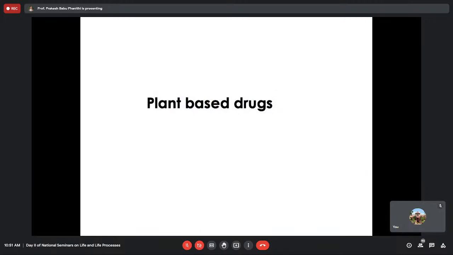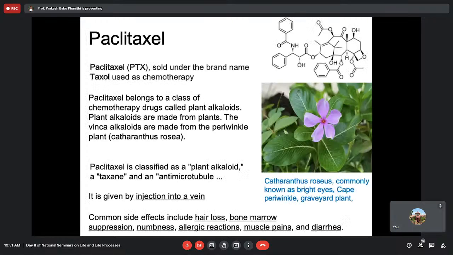And then we wanted to see whether plant-based drugs also can be used for treating this. Paclitaxel is normally seen in gardens or anywhere. Actually, it even grows everywhere. It is also called the graveyard plant. Normally in the graveyard, so many plants are there. From this, paclitaxel, an alkaloid, has been prepared from this plant.